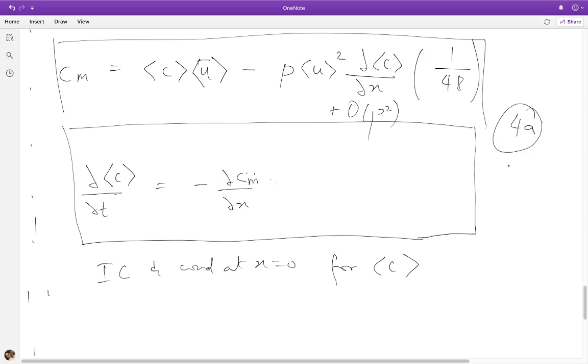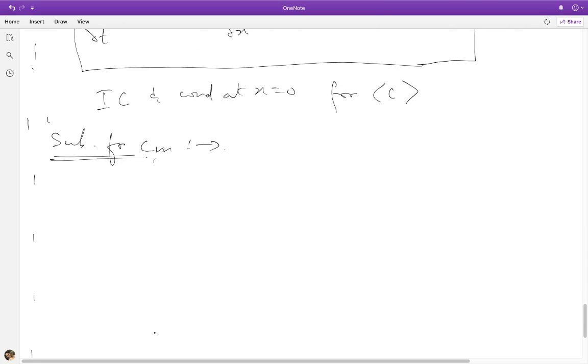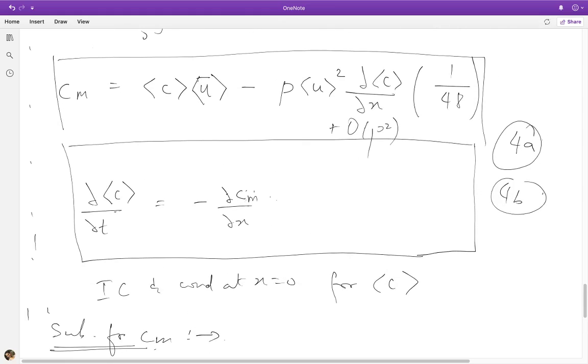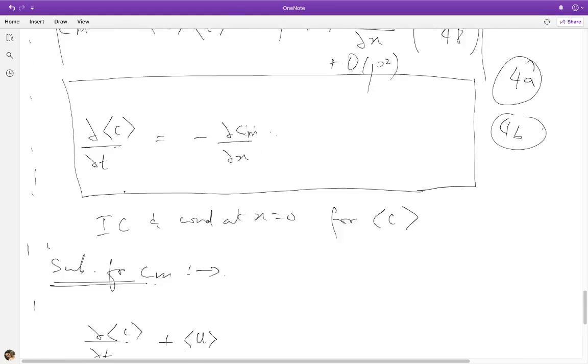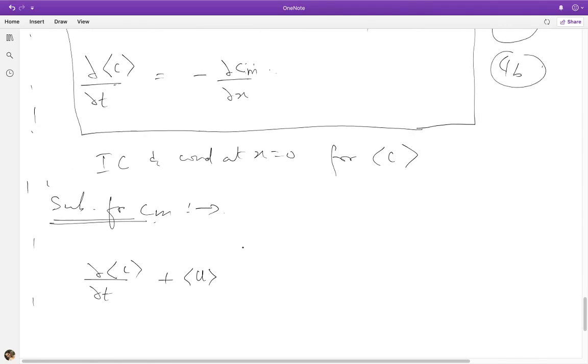So let me call the first equation 4a, the second 4b. Substituting for Cm, we get an equation entirely in terms of the cross-section average. And that equation is going to look like this. It's just a simple substitution. If I substitute for Cm here, I get one term from the cross-section average, I take that to the other side, and the average U comes out.